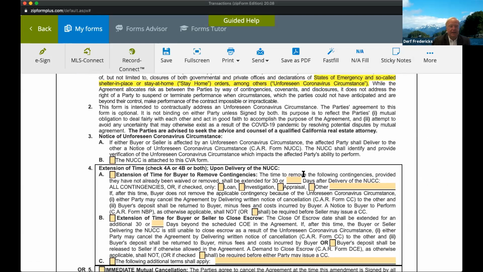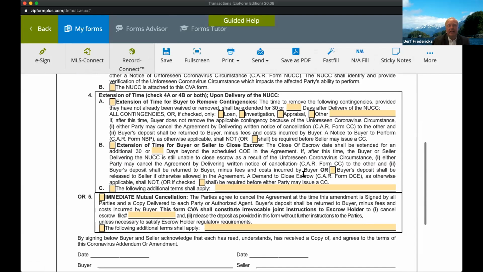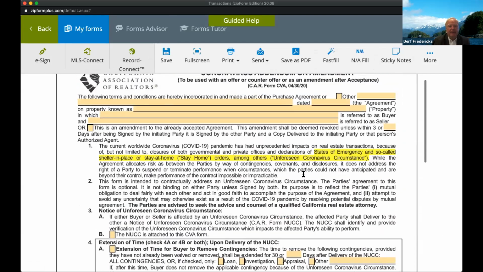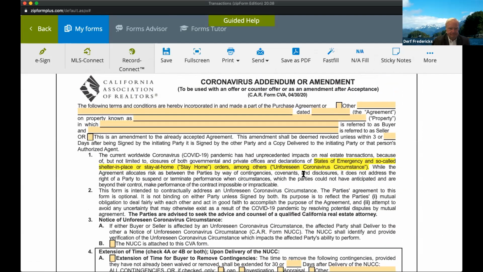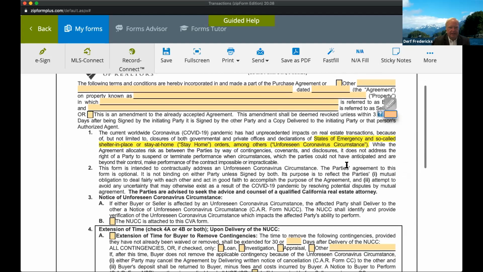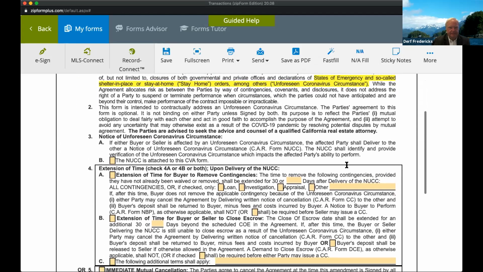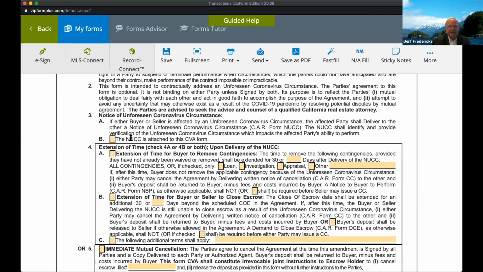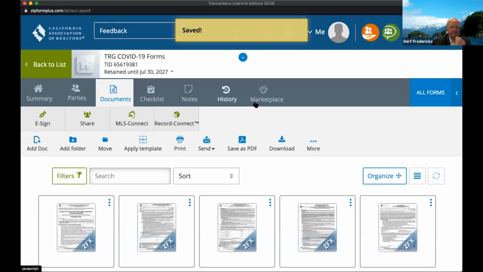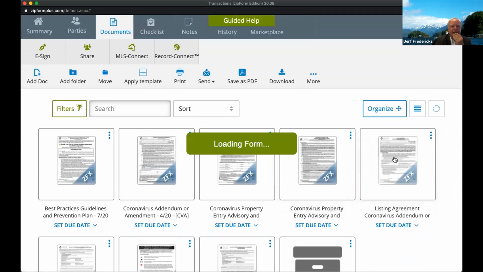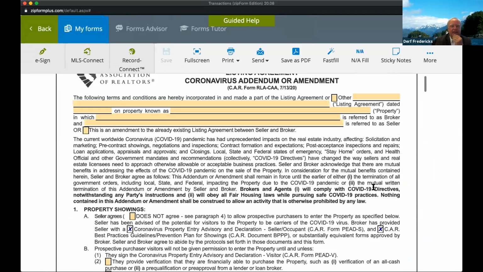There's a box there, if you can scroll up there a little bit. Danny, go up higher there. Yeah, I don't see it. Oh, that's a different form. Yeah. Doing the listing agreement, right? Yeah, we're doing the listing agreement addendum.